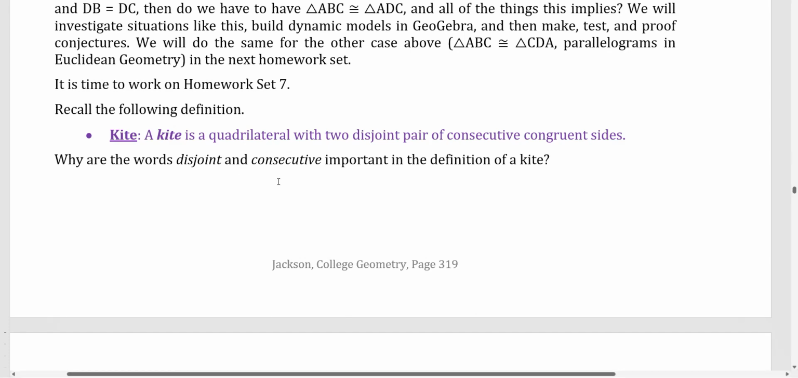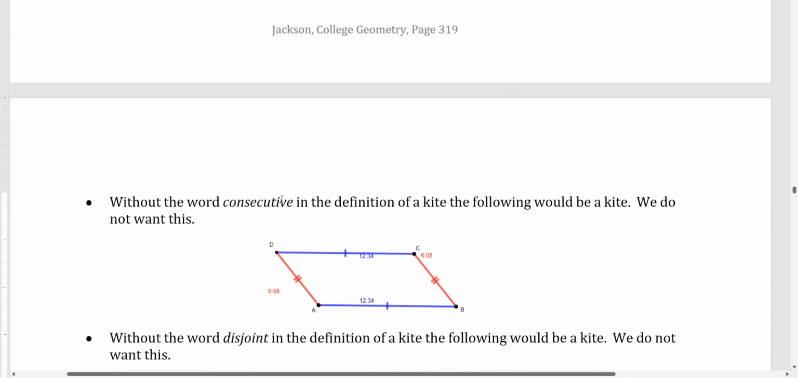Okay, well, consecutive is important because we want the sides. So, for example, we would like AB and AD to be congruent, not AB and DC, not opposite sides. So here, this one has two pair of congruent sides, but they're opposite. This is an interesting shape, but it's not what we want to be a kite. See, we want to eliminate that.